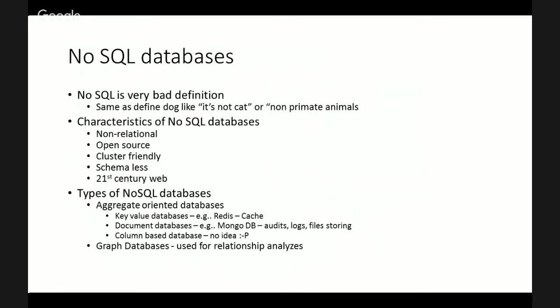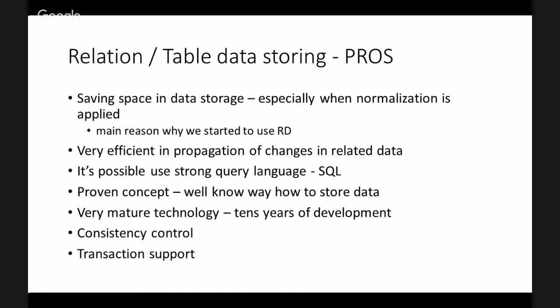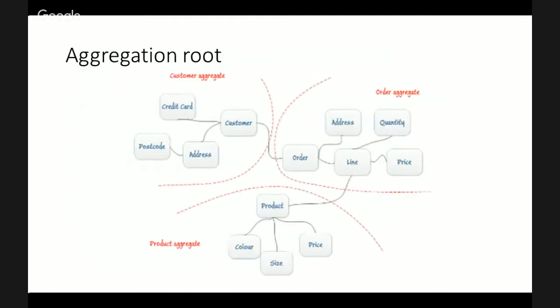And graph databases are used for storing and searching relations. So, maybe I will get back to aggregation. I chose to talk about document data storing and document databases in general, because for us, as business application developers, I think it's a good way to go. I think graph databases could be interesting for us, but they're not a typical database we will use for our typical problems.